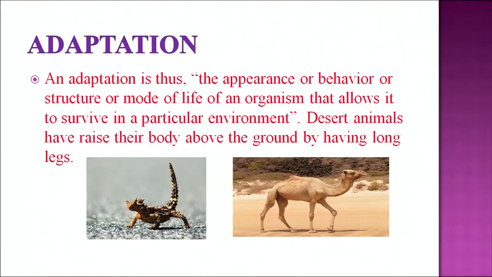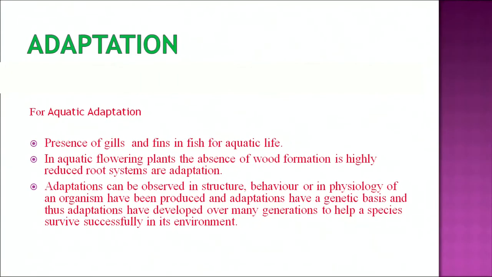You can see clearly in the slide, a camel is shown. Examples of basic adaptations help animals and plants to survive in their respective environment. Let us recall some examples of basic adaptations. For aquatic adaptation, presence of gills and fins in fish for aquatic life. In aquatic flowering plants, the absence of wood formation and highly reduced root systems are adaptations.